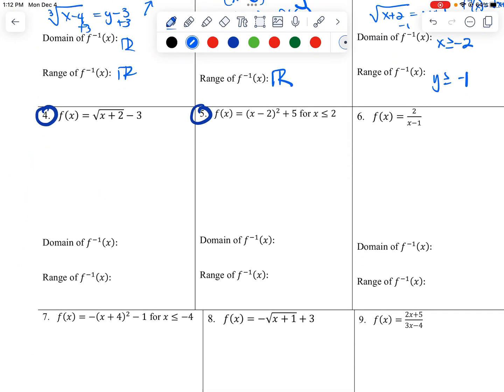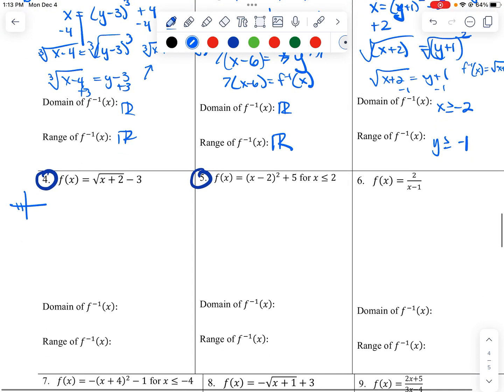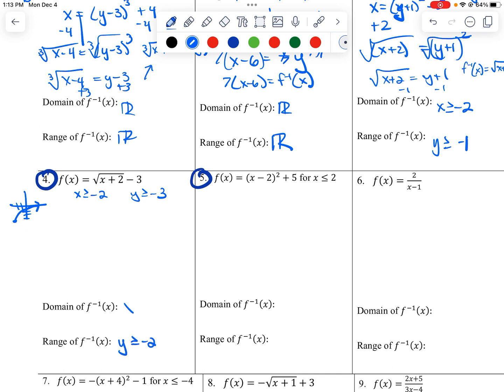All right, what about this one? Well, we know that this is a square root, but it moved to the left 2 and down 3. So it looks like that. So x is greater than or equal to -2. y is greater than or equal to -3. So then down here, we could flip-flop that already. So our domain is greater than or equal to -3, and our range greater than or equal to -2.